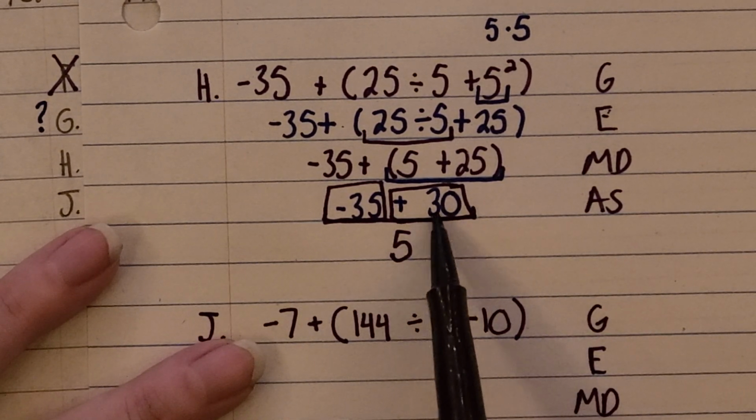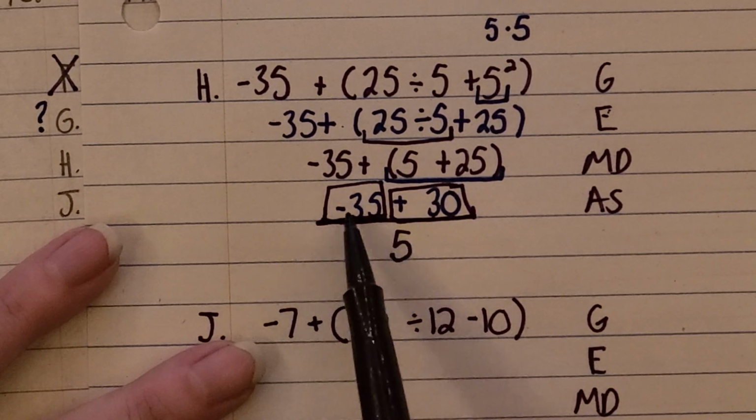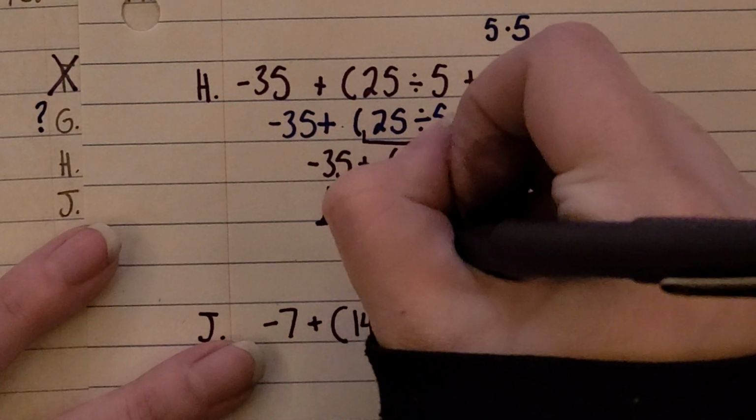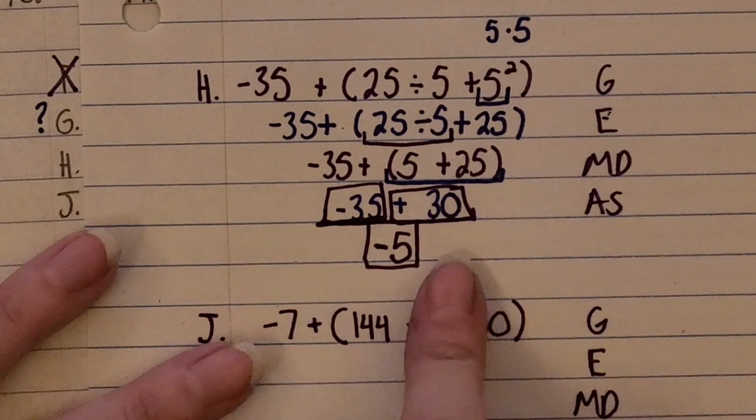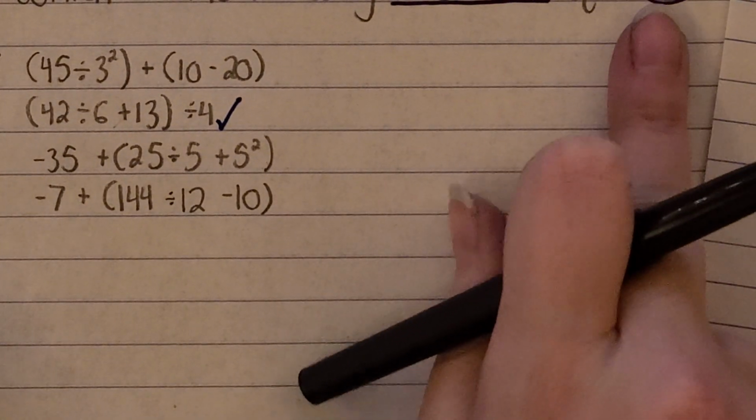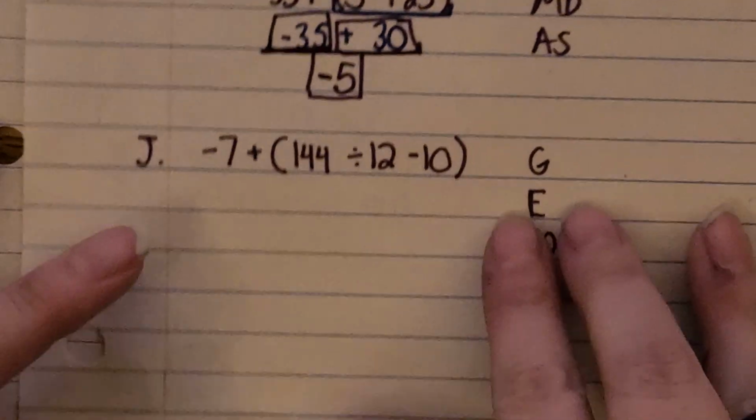We know 30 is greater, but the absolute value is just the distance from 0, and negative 35 is 35 places from 0. So negative is going to be our answer. We have negative 5, okay? So this one does equal negative 5, so it's not our answer. Okay. Last one we're going to solve.